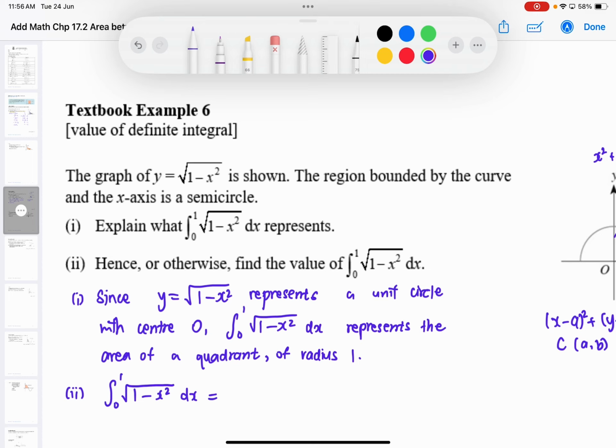Substitute into? Nope. Good try, but no. Don't need to think so much. Sorry? How do you get pi over 4? But how? Why? Explain.